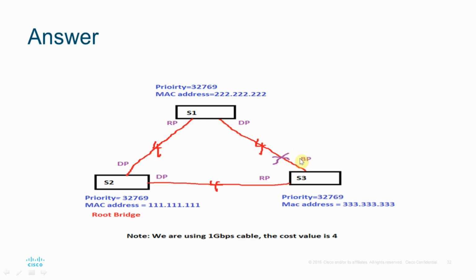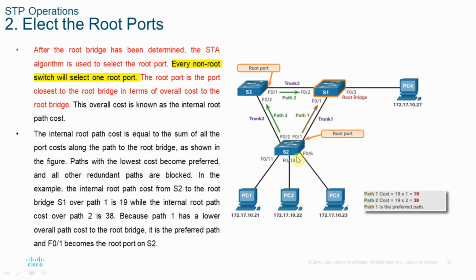because I cannot have two designated ports. What happens? It will become a loop. So what will I do? I'll compare S1 and S3. S1 is 32769, S3 is also 32769. But the MAC address is 222 for S1 and the MAC address of S3 is 333. So this is less, so this will become the designated port. This will become the blocked port.